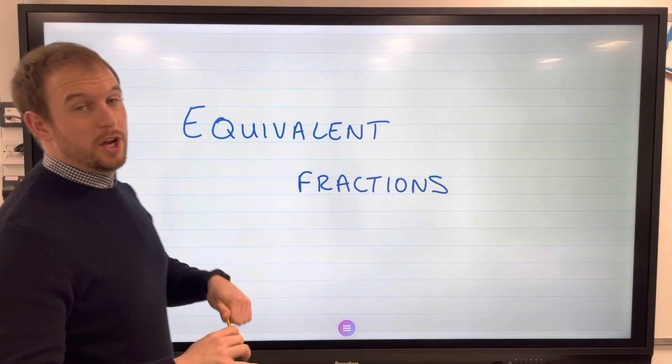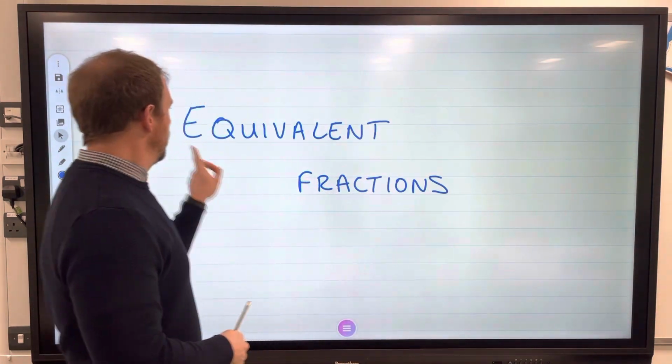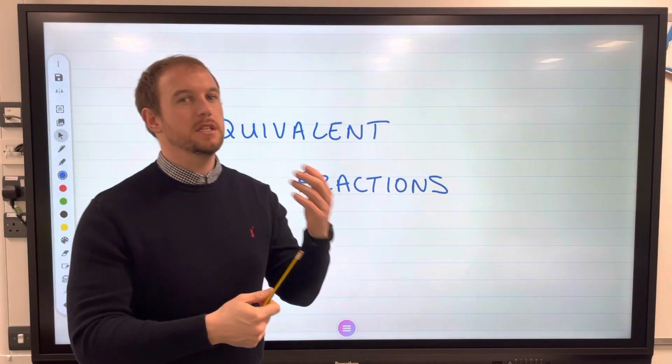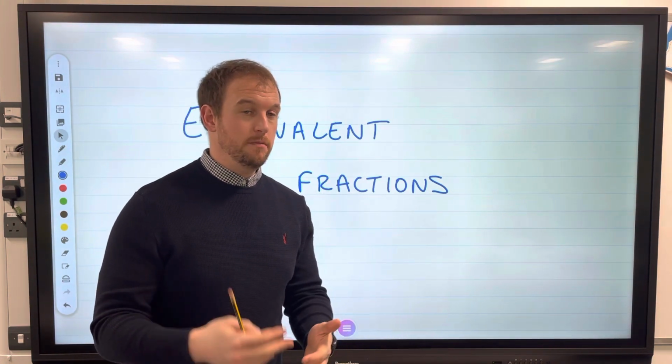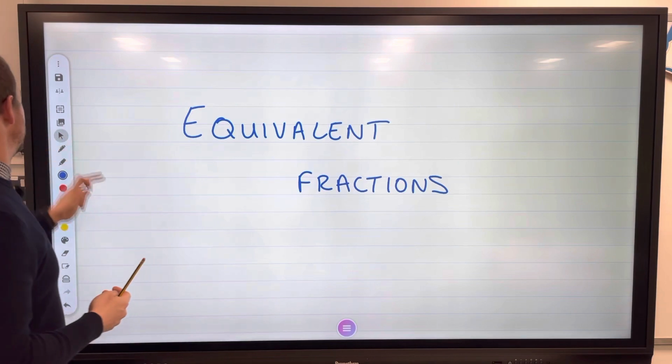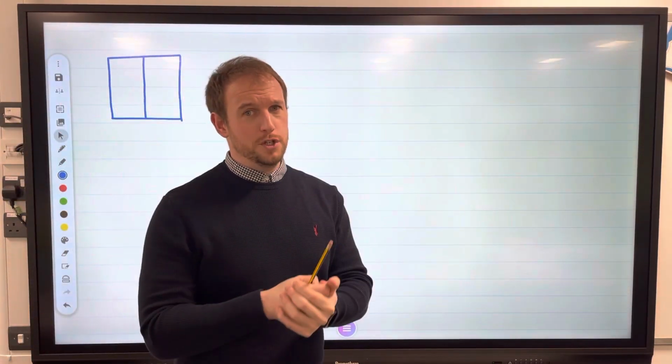Okay, so today we are looking at equivalent fractions. That word, equivalent, look at this first bit, it's the start of equal. Equal, the same. Let's bear that in mind when we look at these fractions. I don't know many people that like fractions.